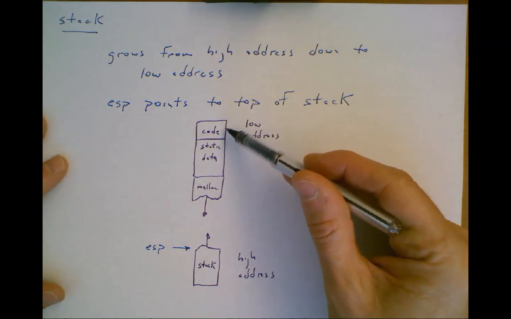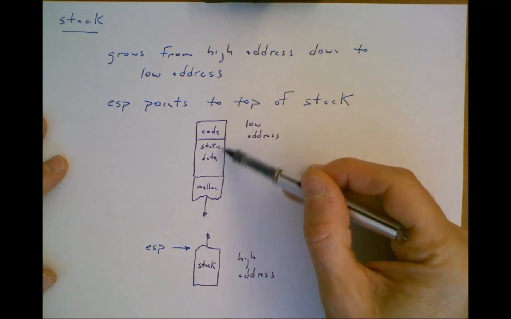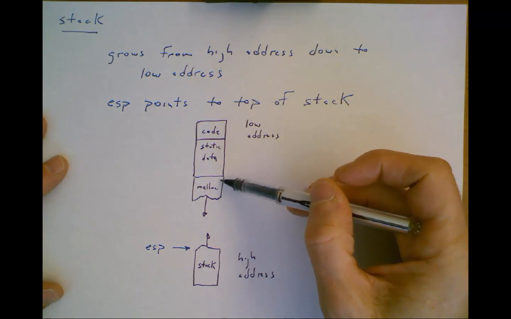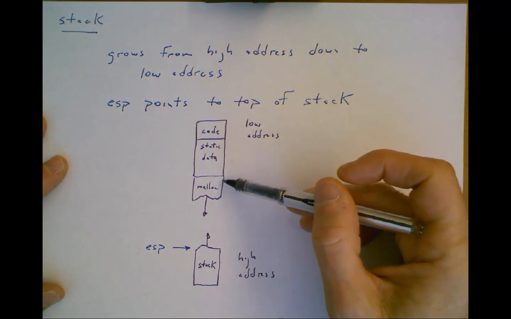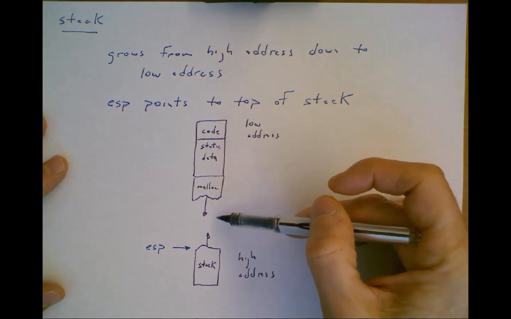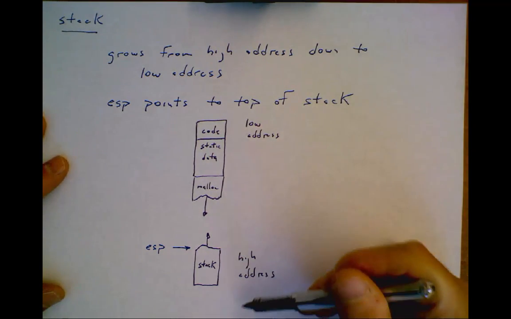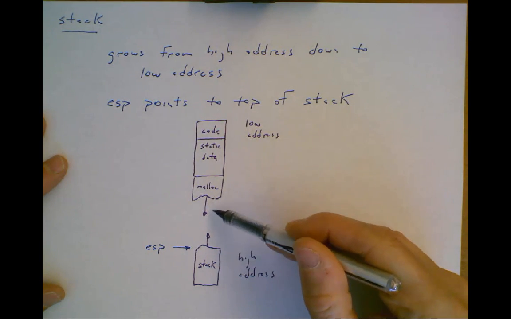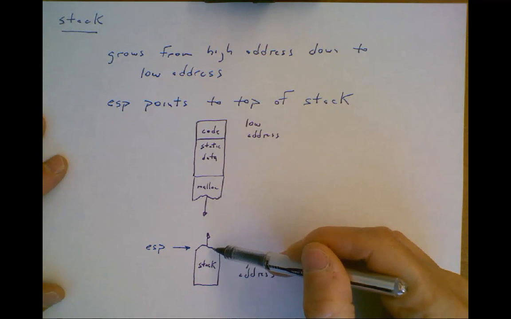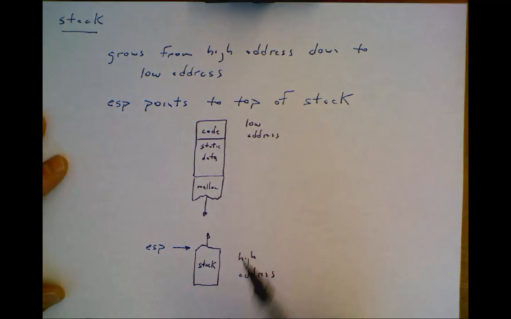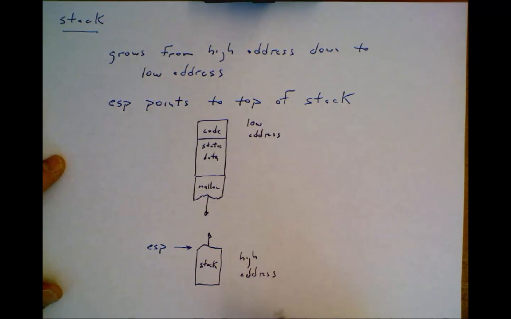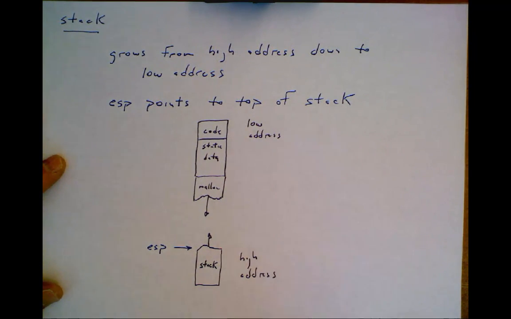You'll find the code followed by the static global data, followed by the dynamically allocated malloc data, and that's dynamically growing down towards higher addresses. And then up at a higher address you'll see the stack, and it's growing in the reverse direction. It's going towards lower addresses, and of course the stack pointer is pointing to the current top of the stack. So it's important to remember the stack is growing from high addresses down towards low addresses.